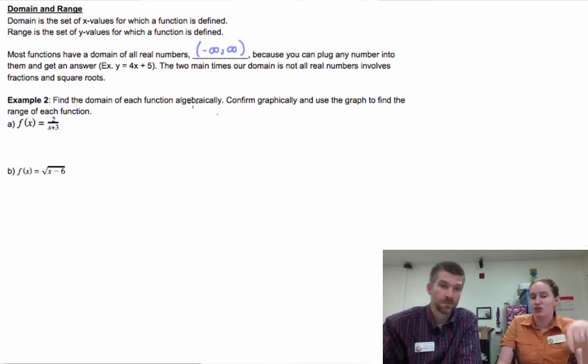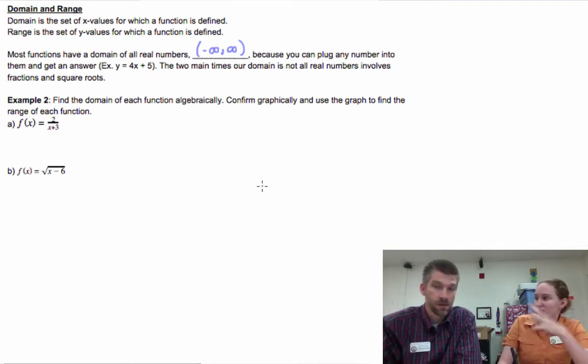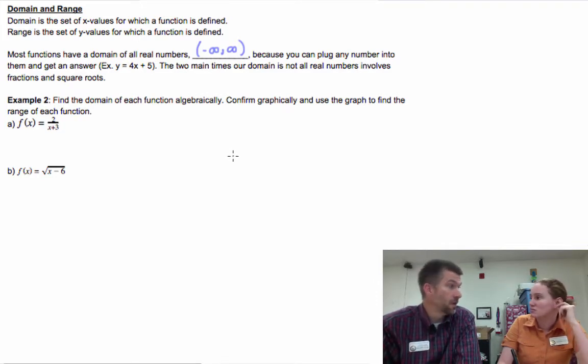There you go. The two main times our domain is not all real numbers, especially initially here, involve fractions and square roots. Those are the two biggies. In fact, in all of math, those are the two biggies when you run into domain issues.